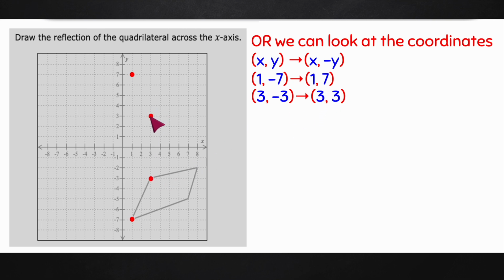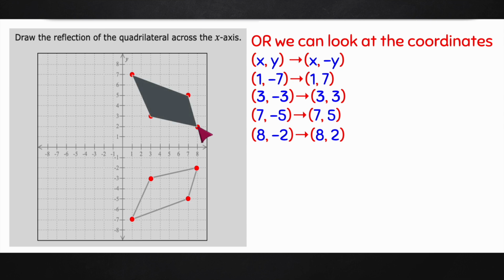We can see that here. And then I have 7, -5, and that's going to turn into 7, 5. And my last one is 8, -2, and that's going to change into 8, positive 2. Hopefully we notice those are the exact same two figures reflected. It was just two different methods to reflect that figure.